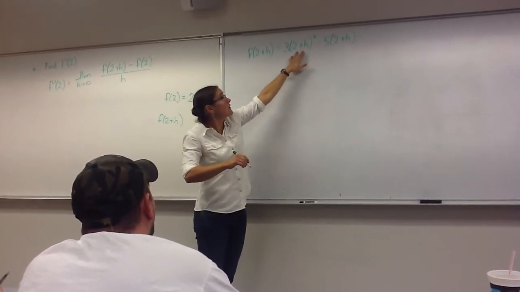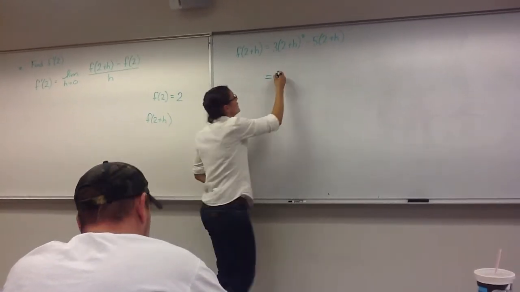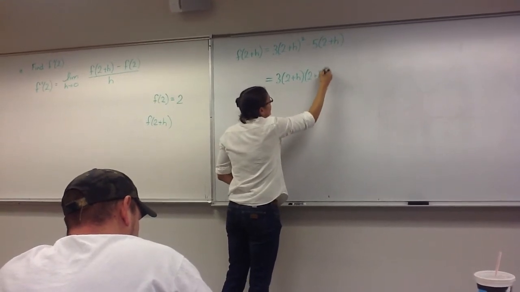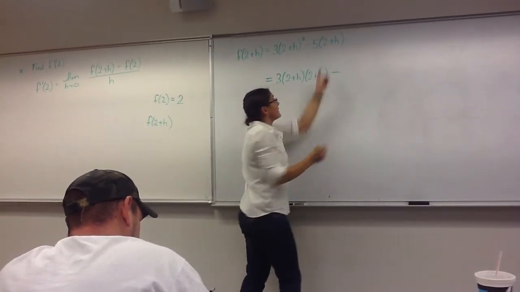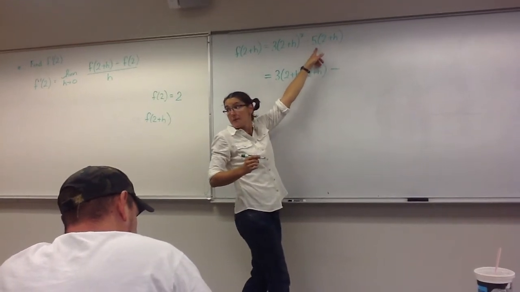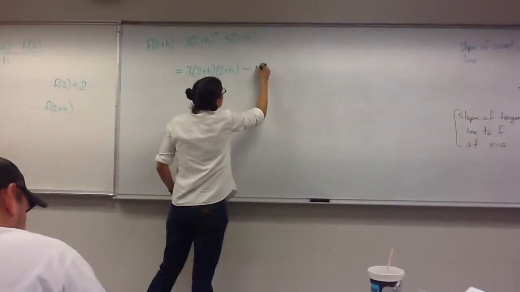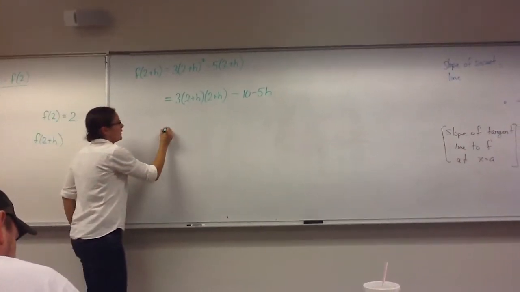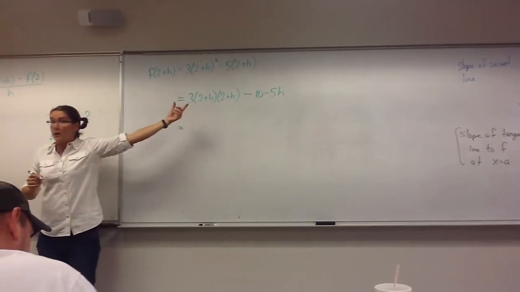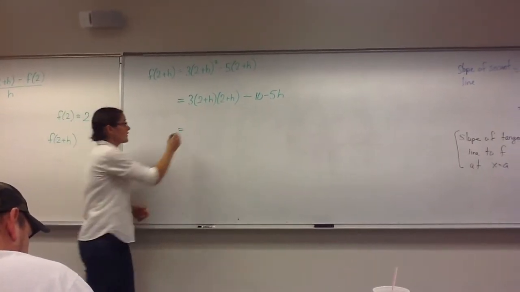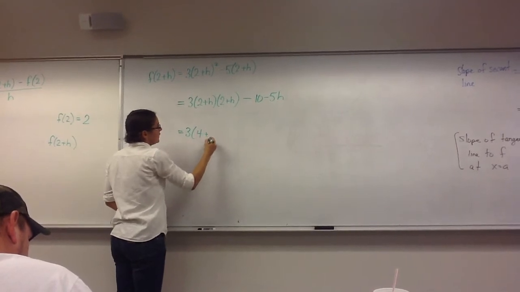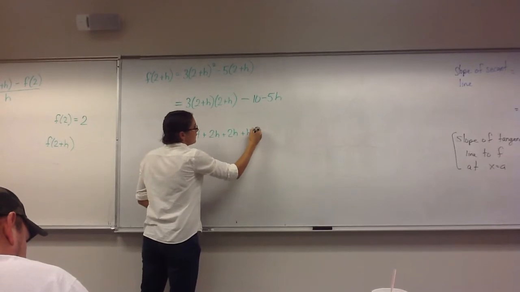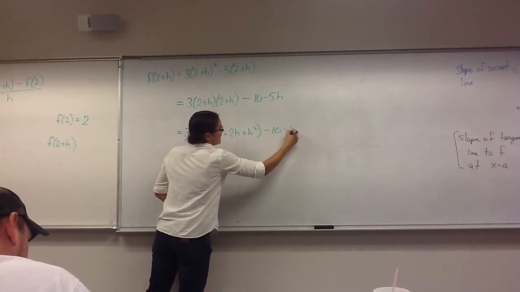So first thing we'll do is to expand out to 2 plus h times 2 plus h. So we've got 3 times 2 plus h times 2 plus h. Now this other part over here, we can distribute the 5. Okay, so we might as well go ahead and do that. So we've got minus 10 minus 5h. And so now I've got to work through 2 plus h times 2 plus h. So I've got 3 times 4 plus 2h plus 2h plus h squared. And I have minus 10 and minus 5h.